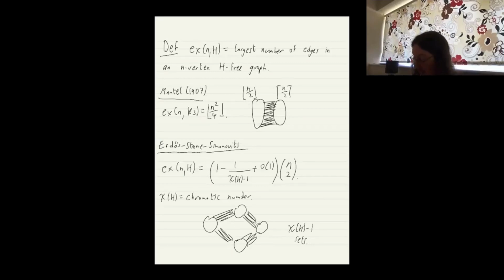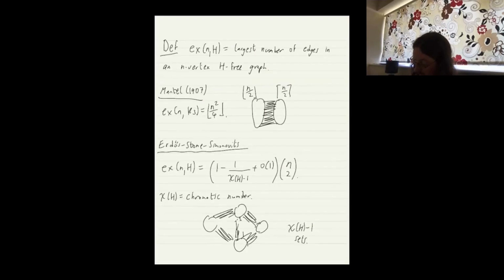So for example, here we have no K5 because K5 has chromatic number 5, and there are only 4 parts. So 2 of the vertices would have to go in the same part, but there are no edges inside any of the parts. And that simple construction is sharp. That's what this Erdős-Stone-Simonovits theorem says.